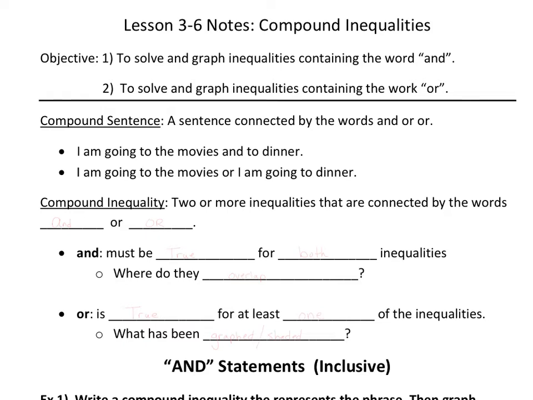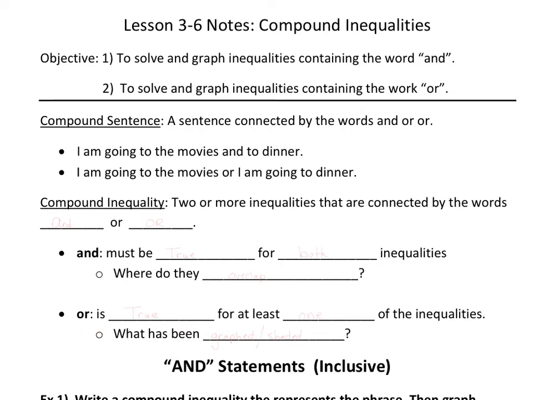It's the same thing in math. A compound inequality is going to have the connecting words either "and" or "or." So that's what we're going to be looking at, "and" and "or" statements. An "and" statement must be true for both inequalities. Just like up here, it's true for the movies and dinner. They both have to be true. And when we look at the graph, we're going to see where they overlap. We'll look more closely at that in a little bit.